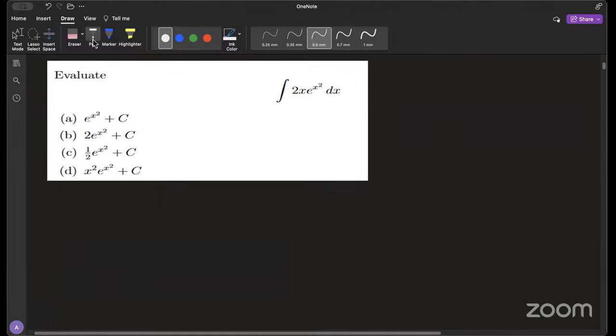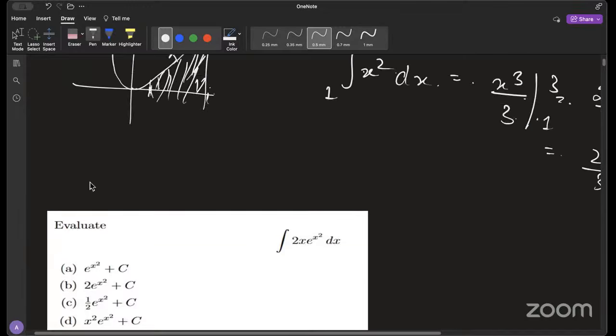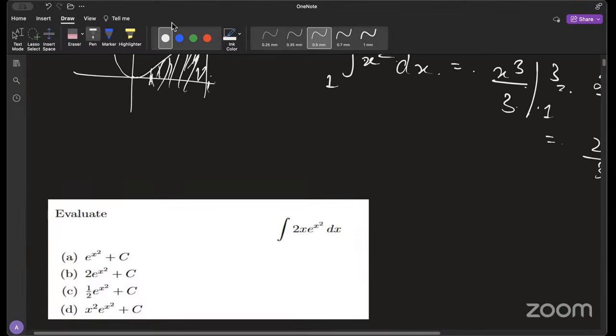Let's try a slightly different one, a slightly more complicated one. This one, give this one a try. It shouldn't take very long though. Ma'am, please scroll down. Scroll up. It should be e to the power x square plus c. What we did here, please.